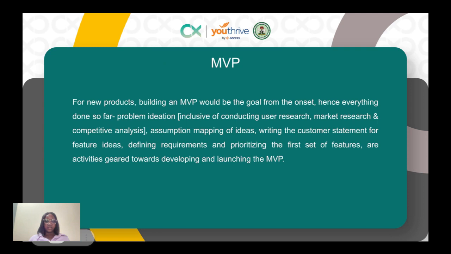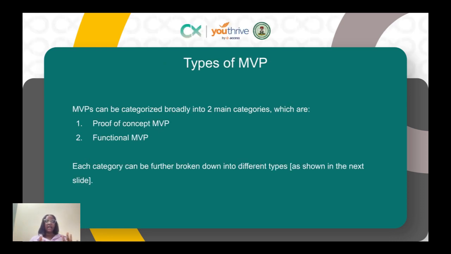For new products, building an MVP would be the goal from the onset. Hence, everything you've done so far, from problem ideation, which includes conducting user research, market research, and competitive analysis, to mapping your assumptions, to writing the customer statement for features, to defining your requirements, which is your PRD writing, to prioritizing the first set of features. These are all activities that get you towards developing and launching the MVP. Now, there are two broad categories of an MVP: proof of concept MVP and functional MVP.